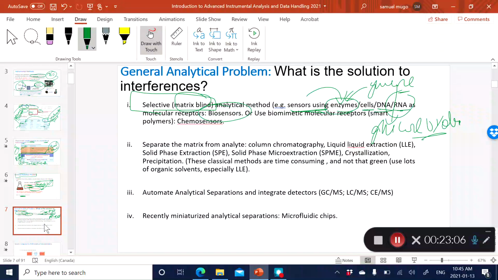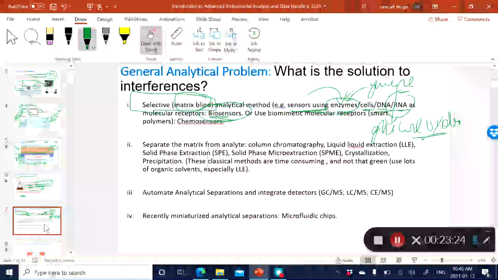If you use these types of sensors, people call them biosensors, meaning the molecular receptor is a biological material. DNA is a biological material. Enzymes are biological materials, and that's why they call them biosensors. But of course, we all know that there are so many analytes out there that it might be difficult to find an appropriate biological molecular receptor.